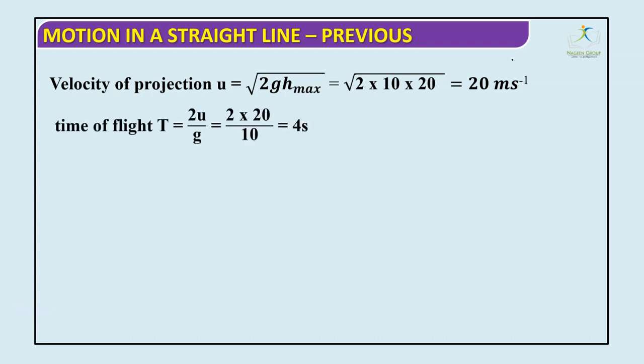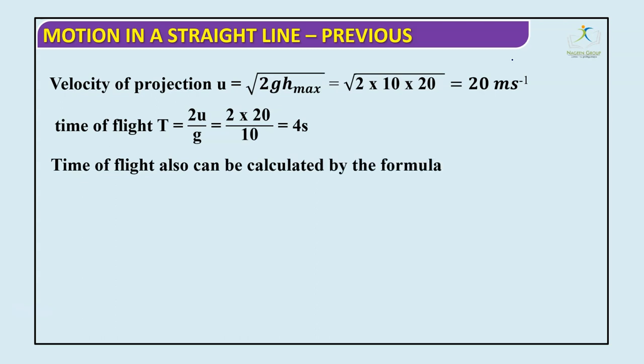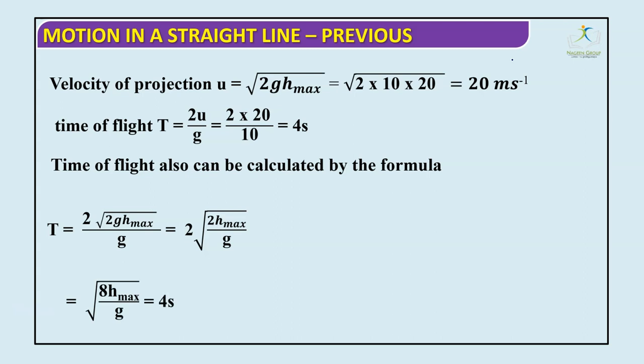The time of flight, we know that t is equal to 2u by g. The value of u we calculated is 20. So 2 into 20 divided by 10 comes to 4 seconds. And time of flight can also be calculated by this formula: t is equal to 2 times root 2gh by g. After solving, we get 2 under root 2 times h maximum by g, and from here we can easily get the value of time, which is 4 second.